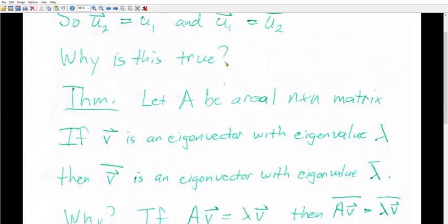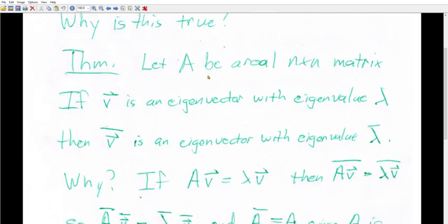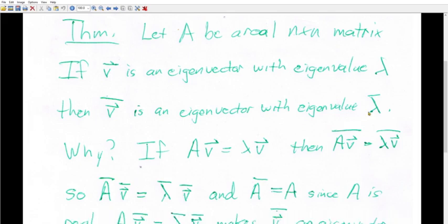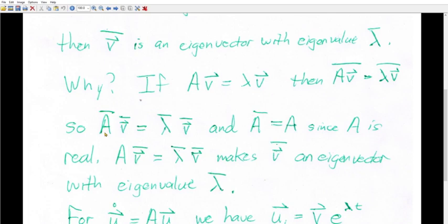Now, why is this true? It's true in general. The theorem is: if A is a real matrix, and v is an eigenvector with eigenvalue lambda, then v conjugate is going to be an eigenvector with eigenvalue lambda conjugate. Why? Because if you've got Av equals lambda v, an eigenvector, then if you conjugate both sides, they're going to be equal. So the conjugate of A times the conjugate of v is going to be lambda conjugate v conjugate.